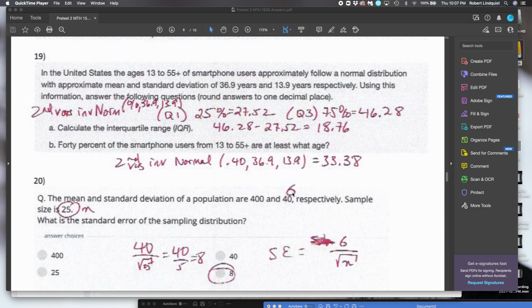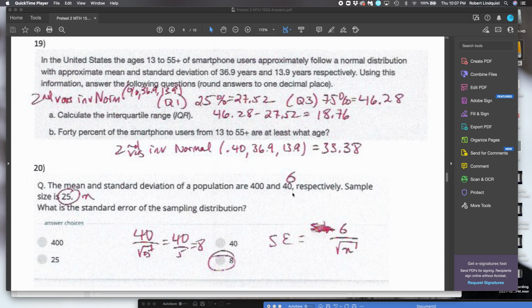In the United States, the ages of 13 to 55 plus smartphone users pretty much follow a normal distribution. Ding, ding, ding, normal curve, with approximate mean and standard deviation of 36.9 years and 13.9 years. So the mean is 36.9. The standard deviation is 13.9. Using this information, answer the following questions and round your answers to 1 decimal place.